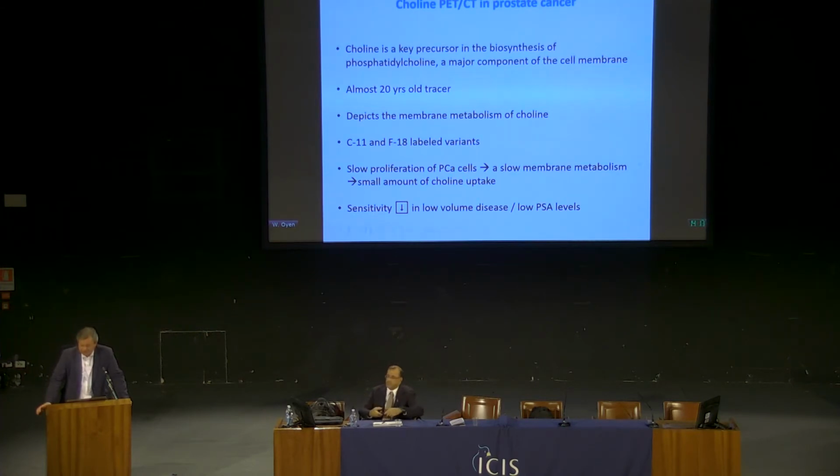If the membrane metabolism is slow, you get low uptake, and that makes it sometimes challenging to pick up the lower grade tumors. So it's very well known that the sensitivity in low volume disease at low PSA levels, where you want to make the difference, is pretty low. That doesn't mean that choline cannot be helpful.